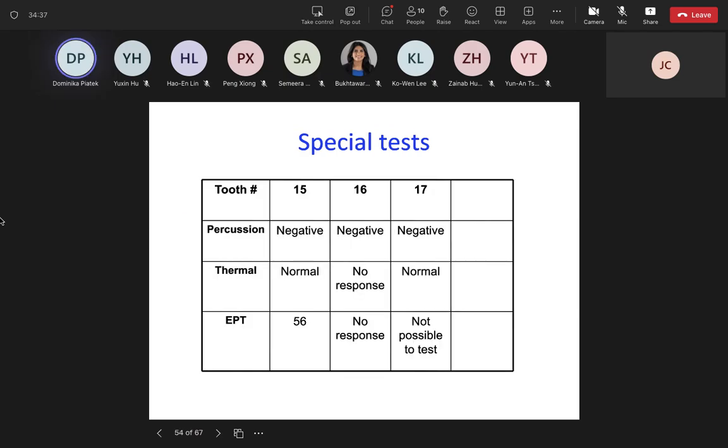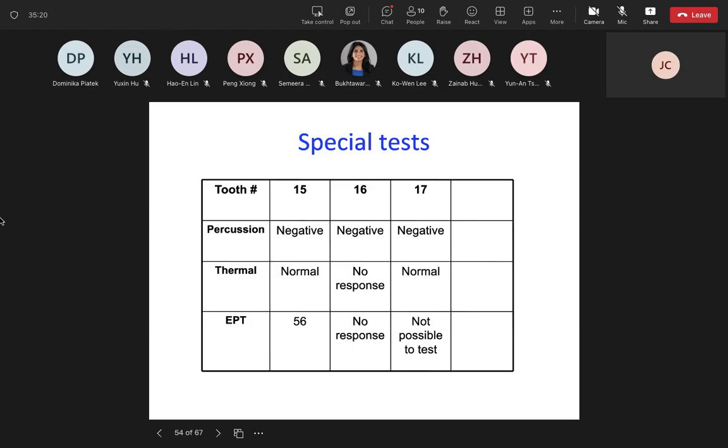And some special tests that we perform, usually we involve in that test not only the tooth that is suspected for something, but also some additional teeth, usually which are next to that tooth. And you can see in that example that we test tooth 1-5, 1-6, and 1-7. For the percussion, we can observe that all the teeth give us some negative information. For the thermal, we have normal response in tooth 1-5 and 1-7, but we have no response in tooth 1-6.